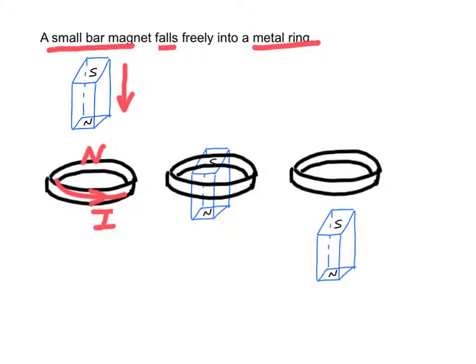When the magnet is inside the ring, there is no change of magnetic field in the ring. Therefore, there will be no induced current. After the magnet passes through the ring and is still falling down, the lower end of the ring will be induced north pole to oppose the change of magnetic field making it. Hence, the induced current will flow in the direction shown.